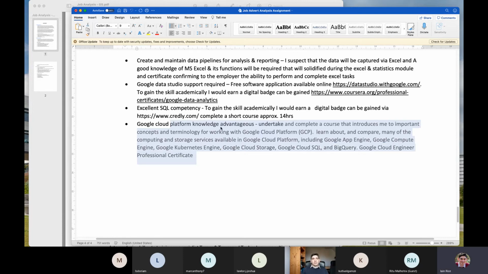And then GCP knowledge is advantageous. So yeah, another GCP fan. So you need to learn about and use general Google Cloud Platform services. Whoever's researching about GCP will be able to tell you about some of these when you're presenting on Friday.